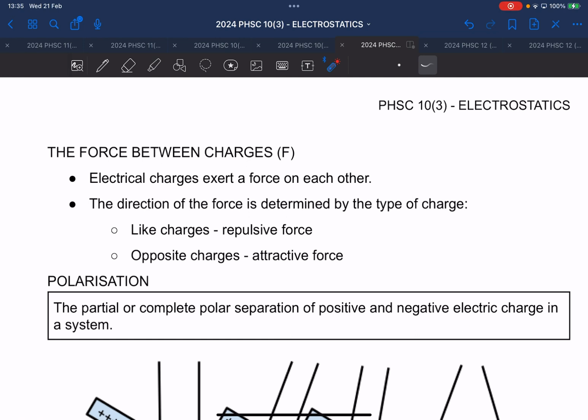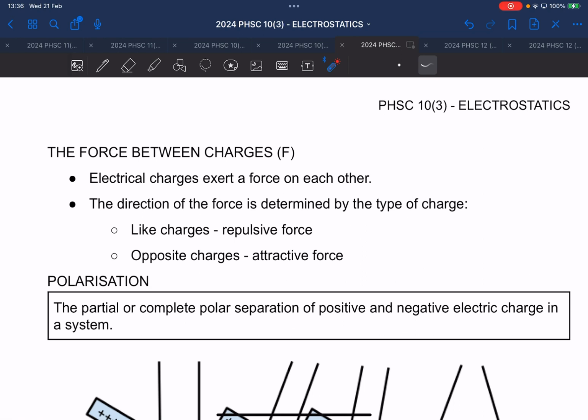On the page is the forces between charges. Now this is something that you all know. If you don't know it, you have a problem. You know that positive and negative attract. Negative and negative repel. Or positive and positive repel. So that's just what it says. When you have two charges, they exert a force on one another, and that force will depend on the charges. They repel or they attract.